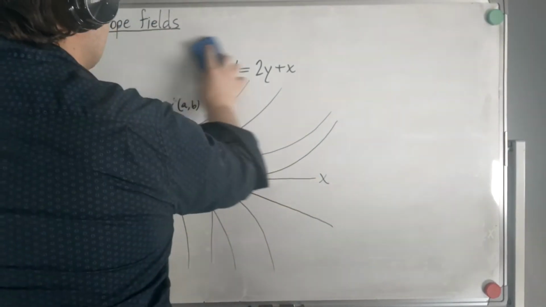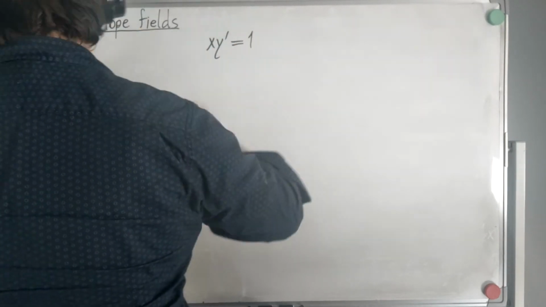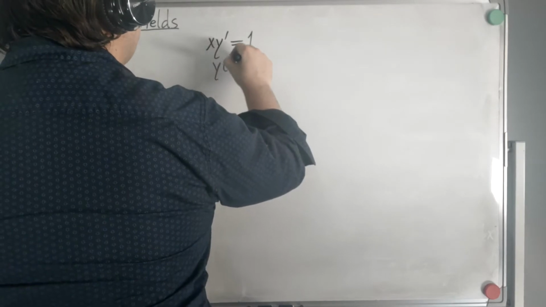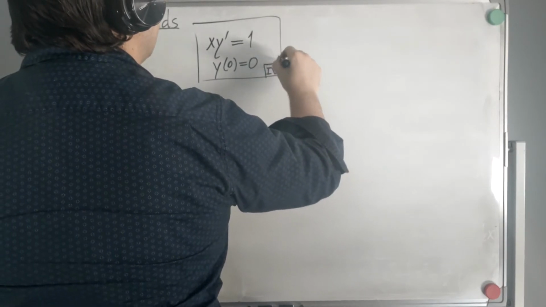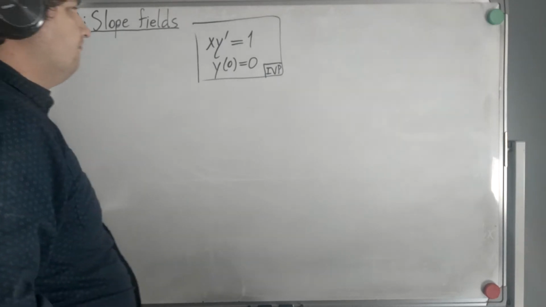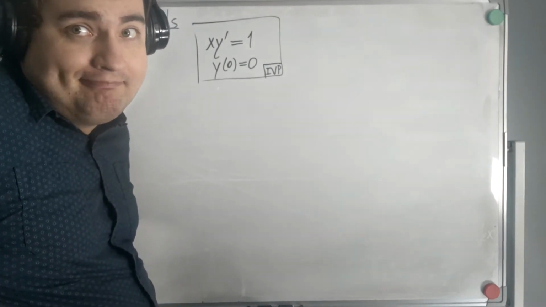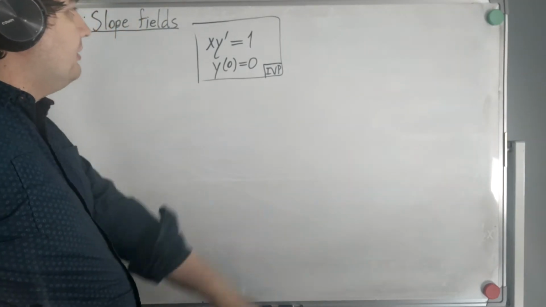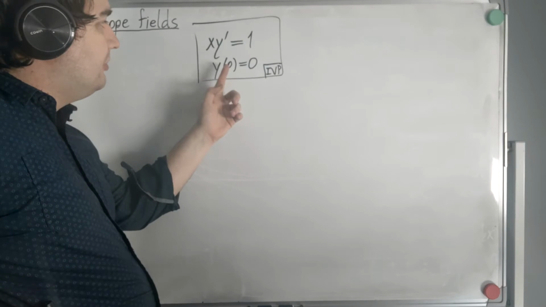Let's suppose we had an ODE like xy prime equals 1, and we made it into an initial value problem with the condition y of 0 equals 0. So these two pieces of information together are an initial value problem, as we discussed in the last lecture. So, this particular initial value problem has no solution. There is in fact no function out there such that x times its derivative is 1 and also it passes through the point 0, 0.